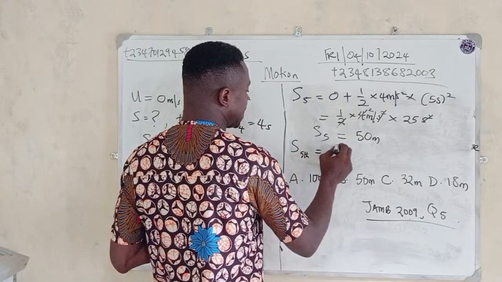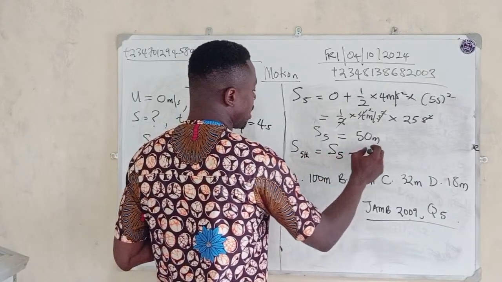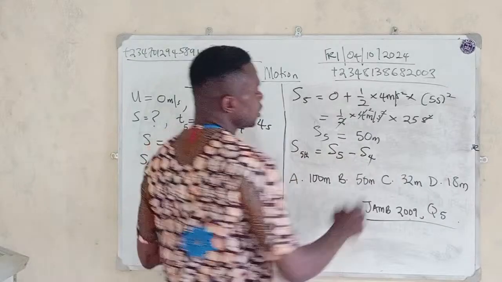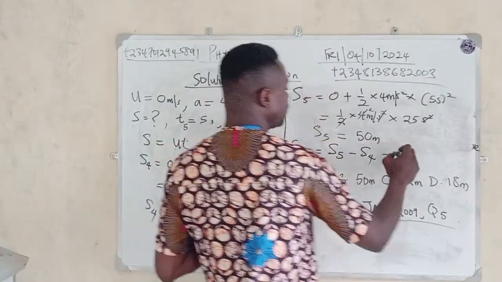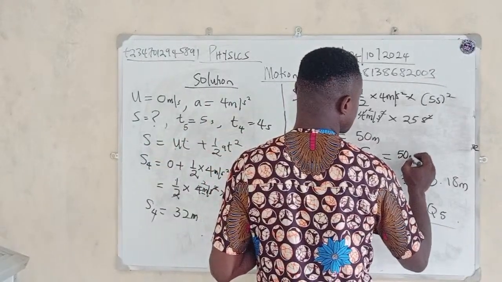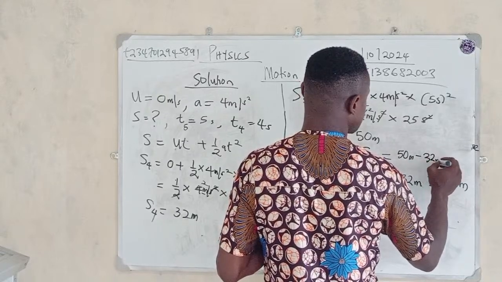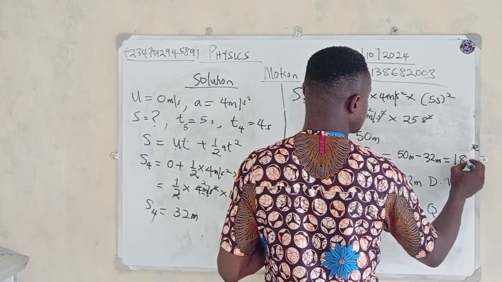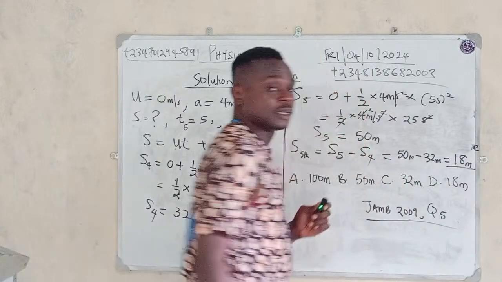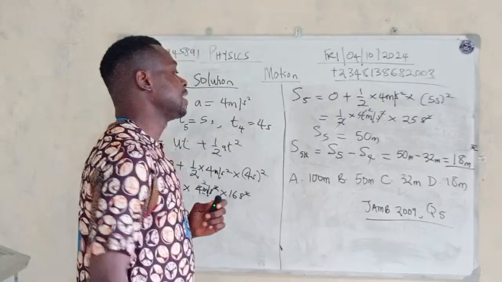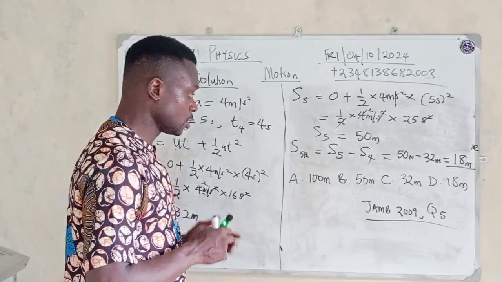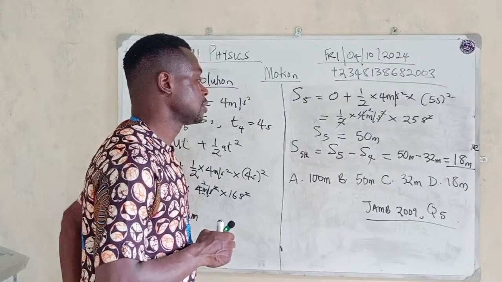But the distance covered in the 5th second is equal to the distance covered in 5 seconds minus that of 4 seconds. This will give us 50 meters minus 32 meters, which is 18 meters. So the distance covered in the 5th second is 18 meters.